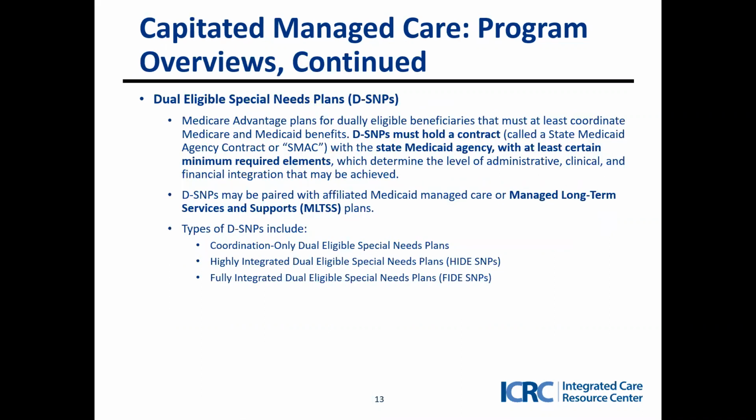So D-SNPs are Medicare Advantage plans for duly eligible beneficiaries that must coordinate Medicare and Medicaid benefits at a minimum. D-SNPs are required to hold a contract with the state Medicaid agency, and they must include certain minimum requirements that determine the level of administrative, clinical, and financial integration. D-SNPs do have the option of pairing with either affiliated Medicaid managed care or MLTSS plans. And there are three different types of D-SNPs, which range from coordination only, which is kind of the least integrated option, to HIDE and SIDE SNPs, which are relatively more integrated. Next slide, please.